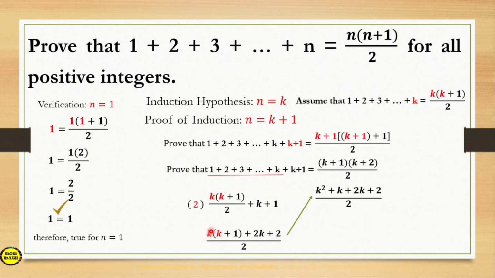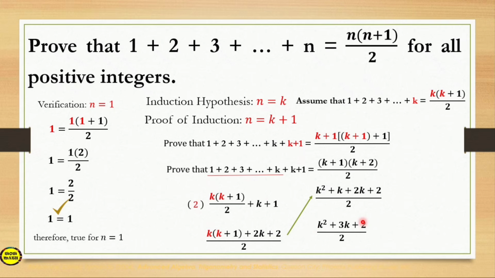So, making k times k, that is k squared. Then, k times 1, that is positive k. Then, idugtong natin itong 2k plus 2 all over 2. And then, combine similar terms. So, copy k squared, k plus 2k. So, pwede natin i-add ito kasi pareho silang may k. So, k plus 2k, that is 3k. And then, copy positive 2.